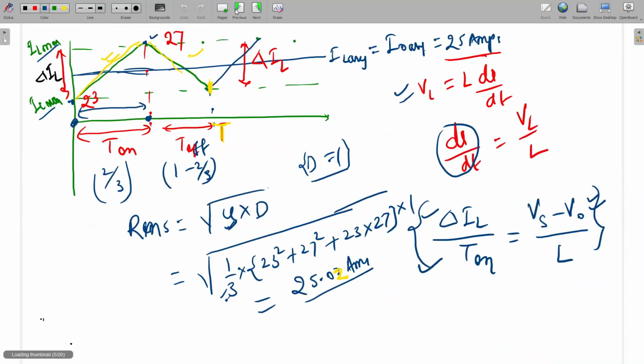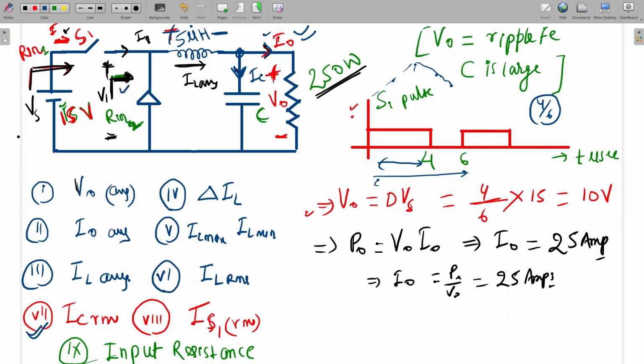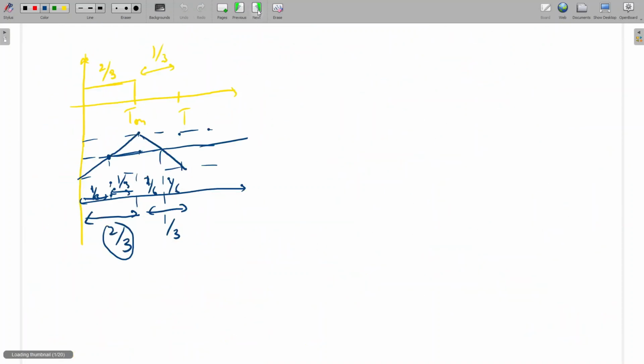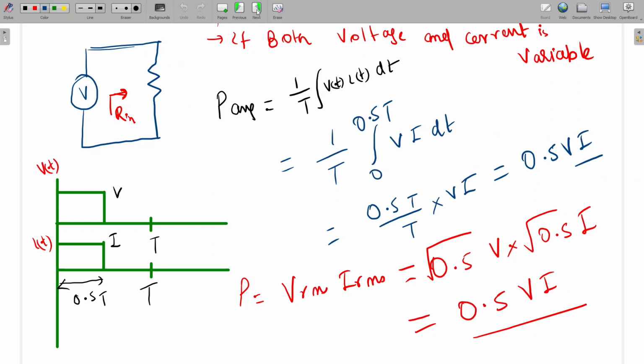Okay. So see here, this I have to calculate. So when both the voltage and current will be variable, okay, when both the voltage and current will be variable, then this case will arise. Okay. So see here, I have taken one simple circuit. This is the voltage source and this is the resistance, simple resistance.